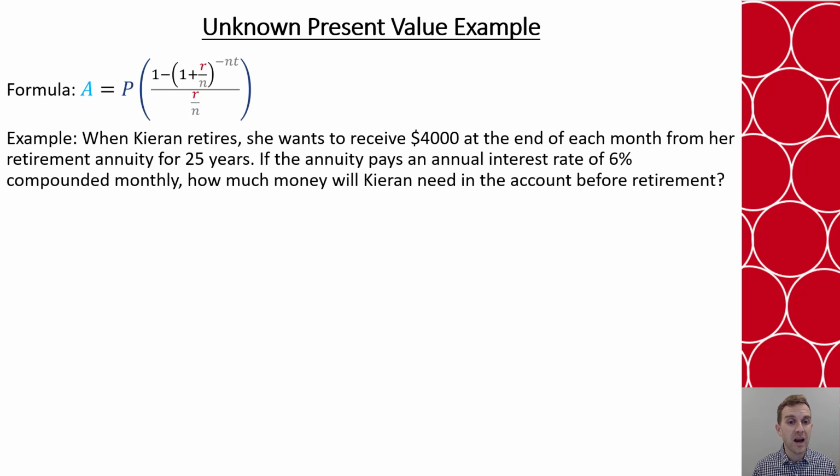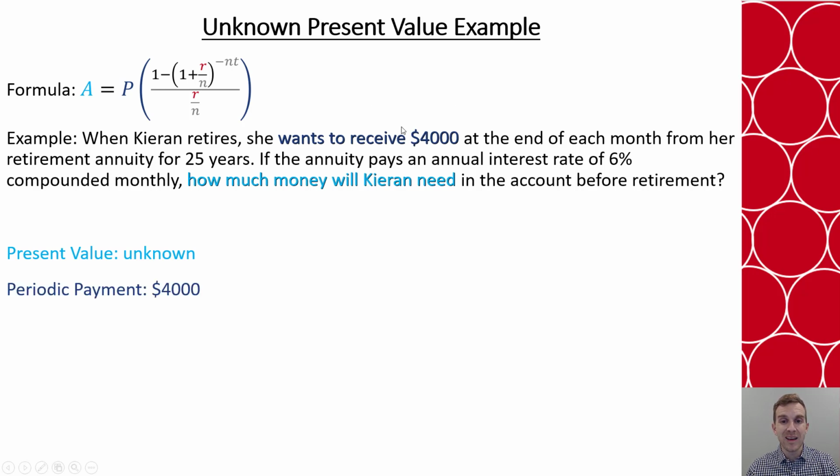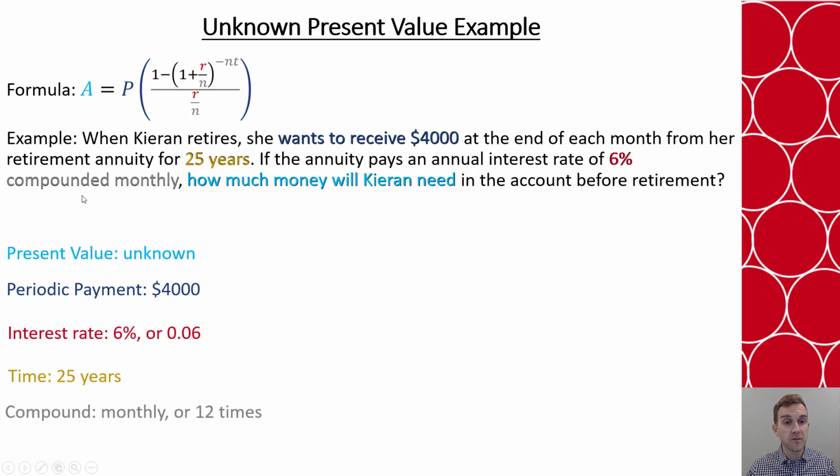So when Karen retires, she wants to receive $4,000 at the end of each month for her retirement annuity for 25 years. If the annuity pays an annual interest rate of 6% compounded monthly, how much money will Karen need in the account before retirement? So we know here that we don't know what amount is needed, that lump sum to make this happen. We do know that we're trying to look at getting $4,000 payments. And we know the interest rate will be 6%. It's going to go on for 25 years into retirement. And we're going to compound monthly. And monthly means 12 times a year.